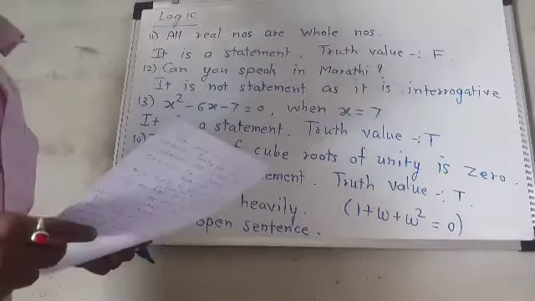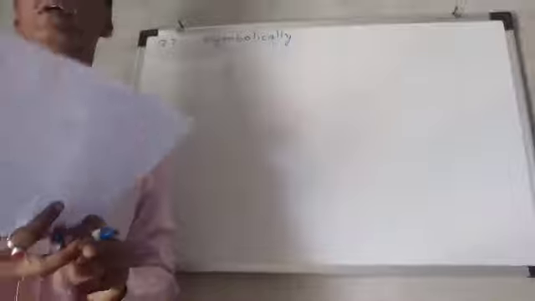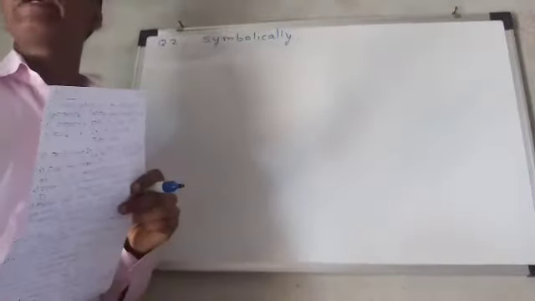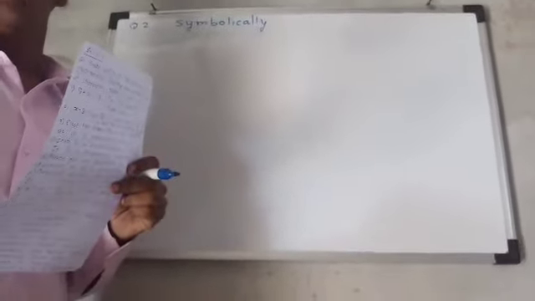Okay. This is the first question. Write the compound statement symbolically. We have seen five connectives and five types of compound statement: and, conjunction; or, disjunction; if then, conditional or implication; if and only if, biconditional or double implication; and not, negation.